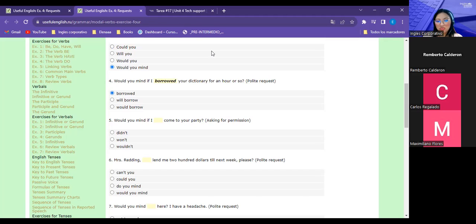Yes. Ni idea cómo adaptamos eso en español. Si prestase, ¿sería? Sí, borrow. Prestase your dictionary for an hour or so. ¿A qué se refiere esto? Or so. For an hour or so. Por una hora más o menos. Más o menos, exactamente. Por una hora más o menos, or so.